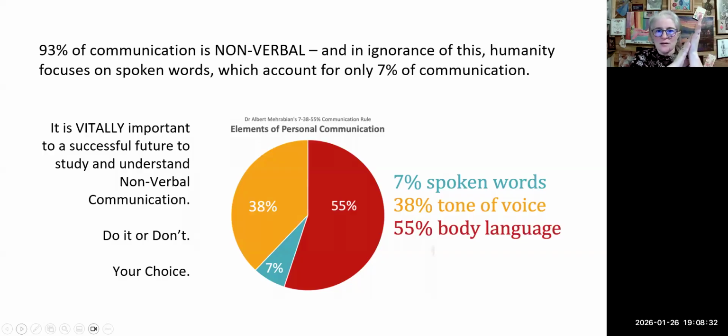And in that 93%, 38% is your character's tone, and 55% is body language. These are essential numbers to know and understand. Only 7% is the words that your characters speak. So 93% should be in their arm movements, in their facial expressions, and how they interact with another character.